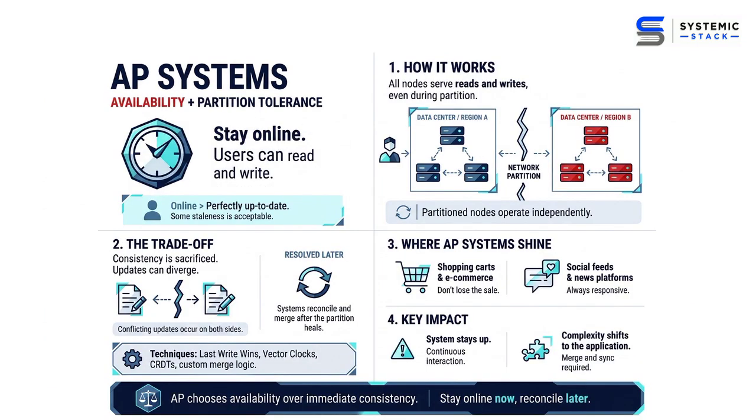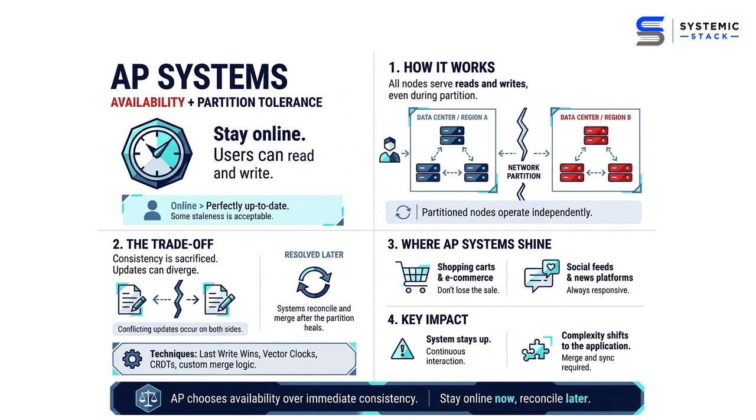On the other side of the coin, we have AP systems, which favor availability and partition tolerance. These systems work by allowing every node to keep responding to reads and writes, even if they can't talk to the rest of the cluster. What matters here is high-scale applications, where being offline is the ultimate failure. Think about a shopping cart or a social media feed. You want the user to keep interacting, even if the backend is struggling to sync up.